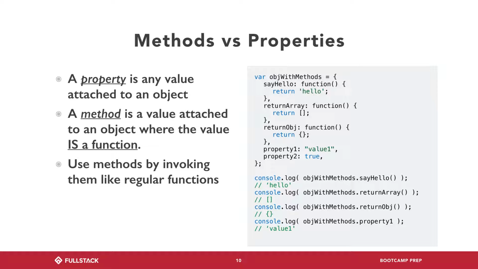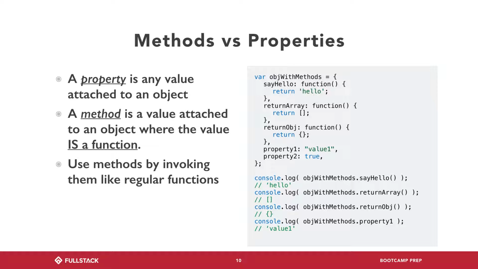Right. So one good way to know if something is a property versus a method is, when you access it, do you need to invoke it, right? You do the open and close parentheses, right? Because functions can only be used if they're invoked, right? Whereas properties are just accessed, right?